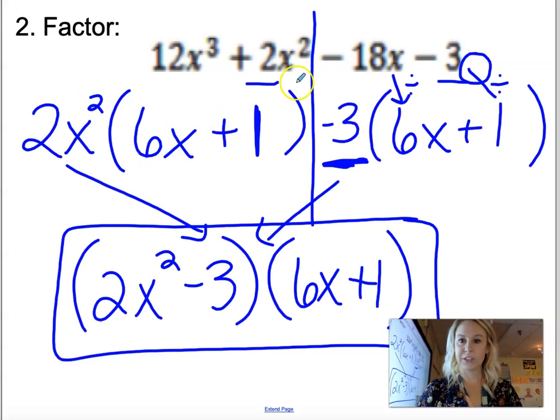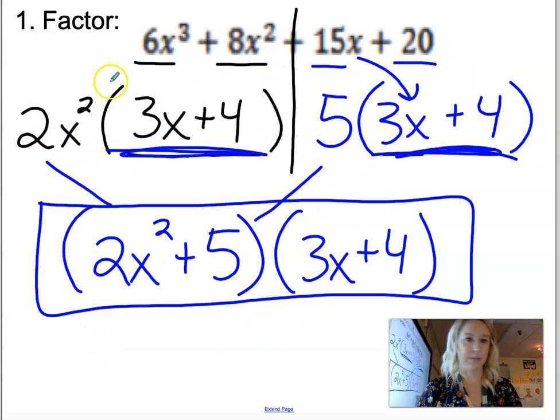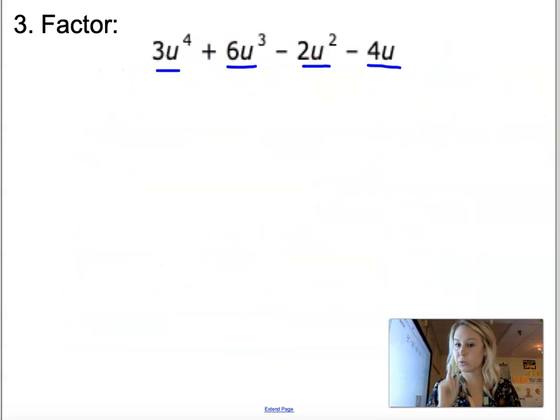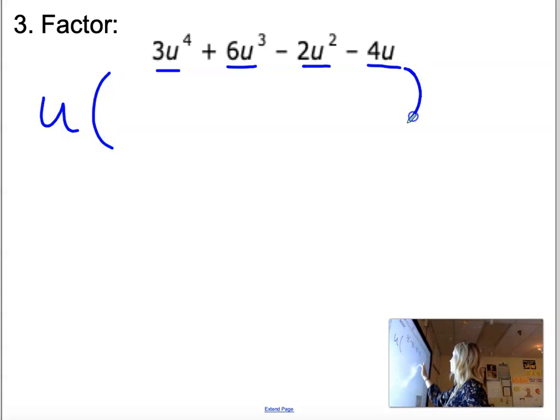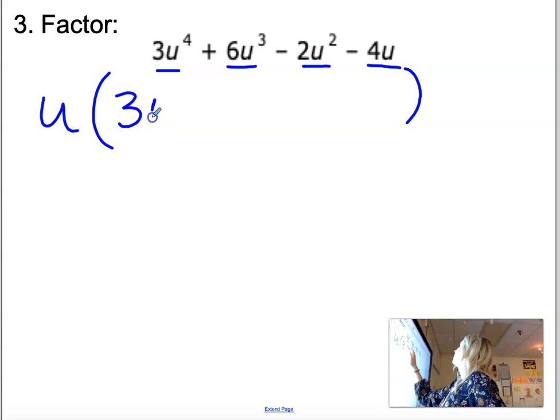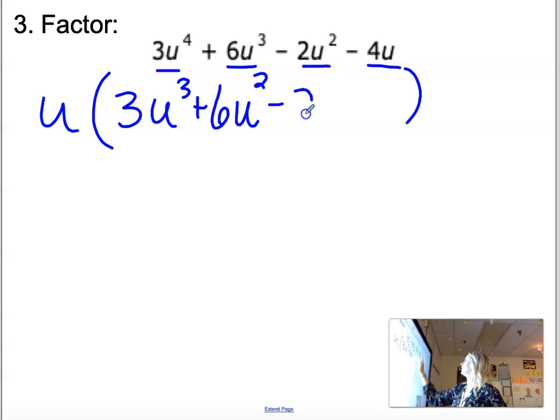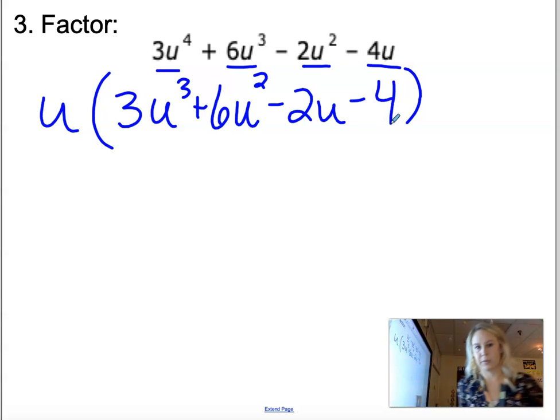Okay, and so notice there was no GCF in this problem. There was no GCF in the first problem either. So first question you should ask yourself, does it have a GCF? If not, then you can group. But I do know that there's a u that I can take out of this entire problem. So let me take away a u from all of these. So I have 3u cubed plus 6u squared minus 2u minus 4. So I just subtracted one exponent away because I took away the u.